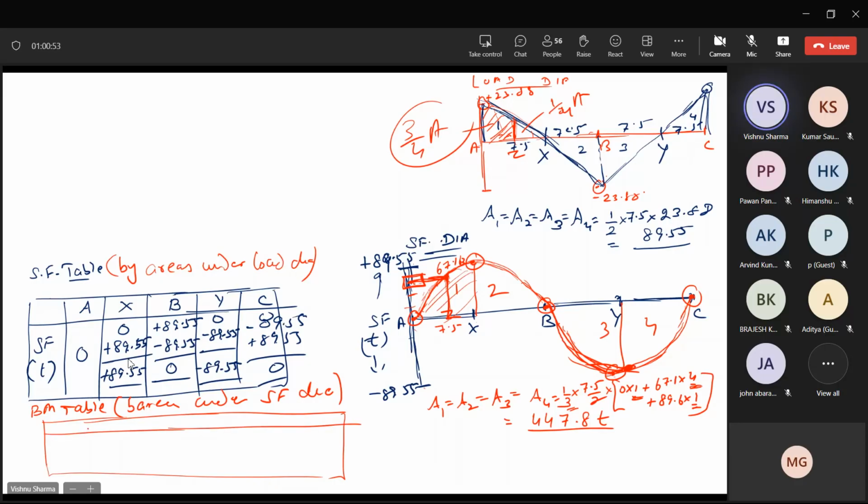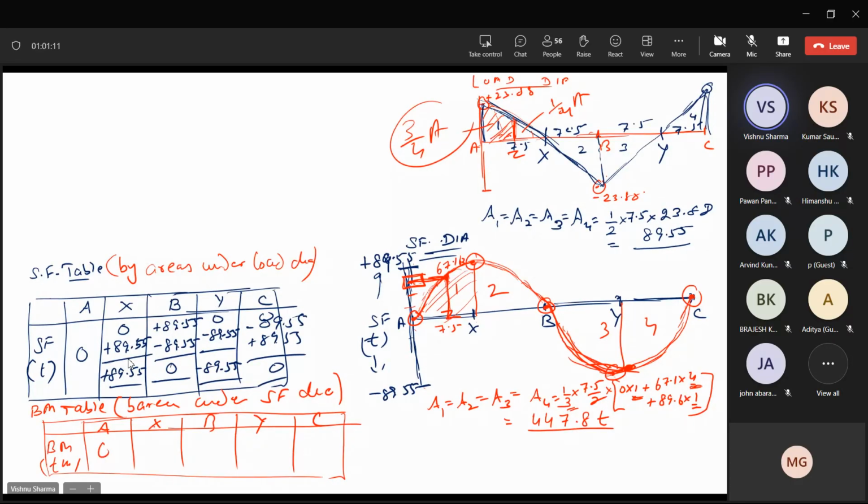Do I need to take any extra point? Okay, BM will be ton meter. 1, 2, 3, 4, 5. 5 points. No, 1, 2, 3, 4, 5. First A, then X, then B, then Y, then C.